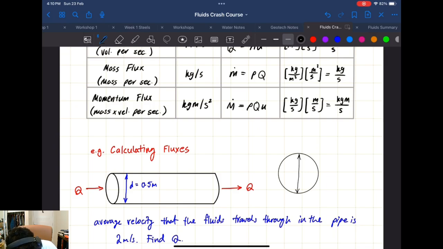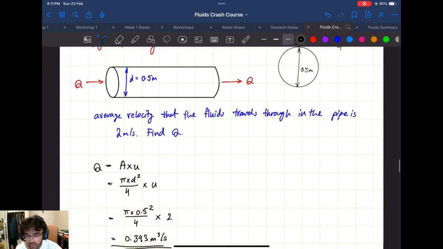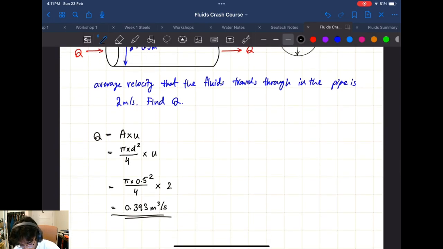So if this is D, our cross-sectional area A is given by pi D squared on 4, or you can find the radius and use pi r squared. I've used pi D squared on 4, so it's A times U, cross-sectional area times our average velocity. Subbing in D equals 0.5 and U equals 2, you get this as our flux. It's a numeric value, our flux: 0.393 meters cubed per second.